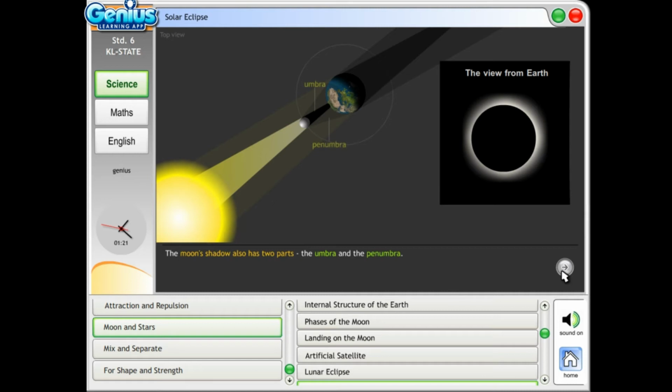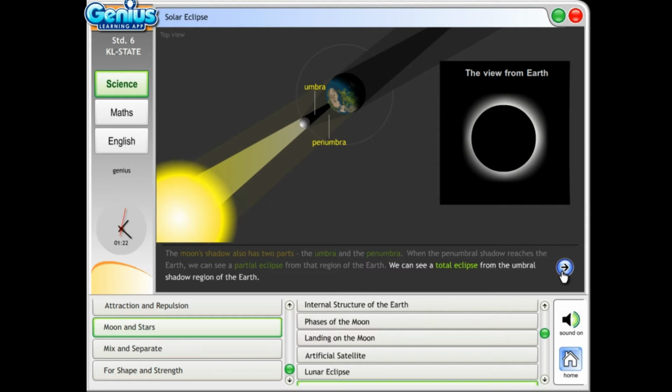The moon's shadow also has two parts, the umbra and the penumbra. When the penumbral shadow reaches the Earth, we can see a partial eclipse from that region of the Earth. We can see a total eclipse from the umbral shadow region of the Earth.